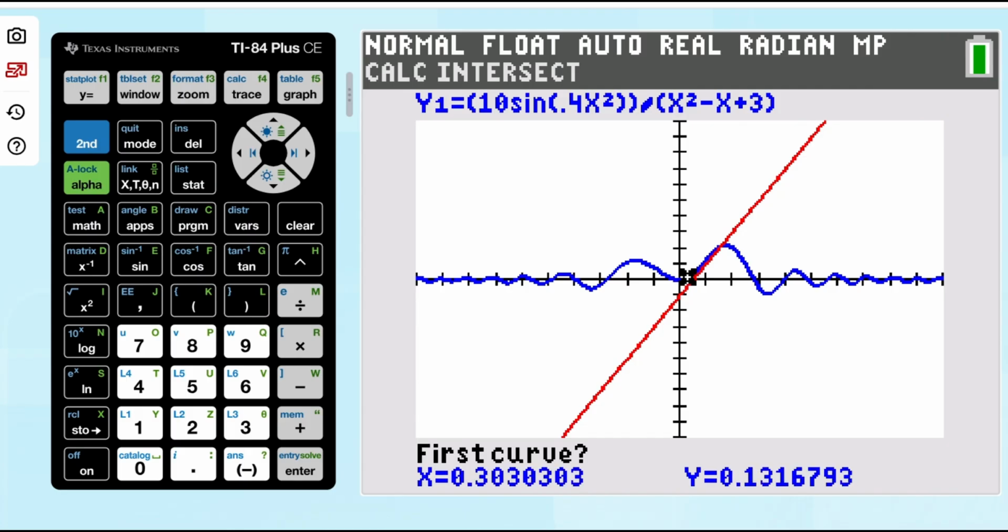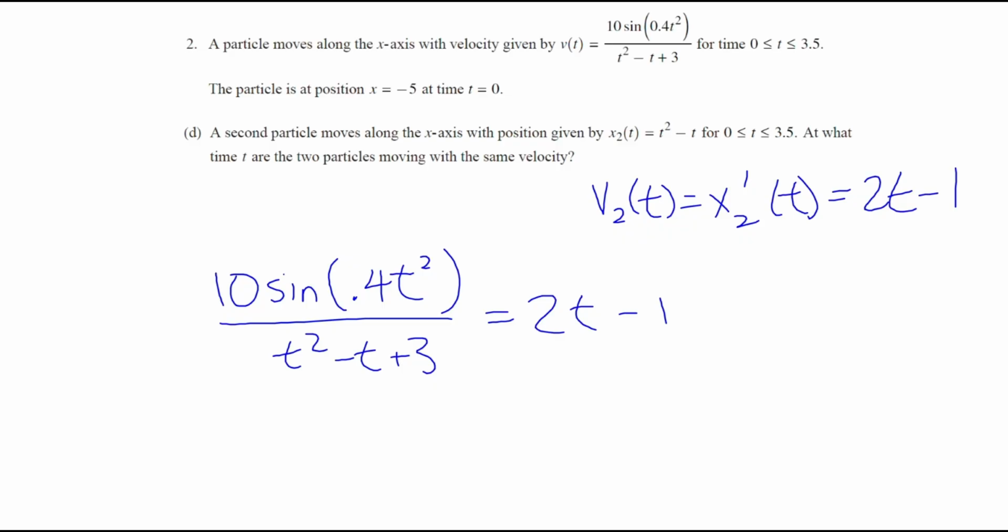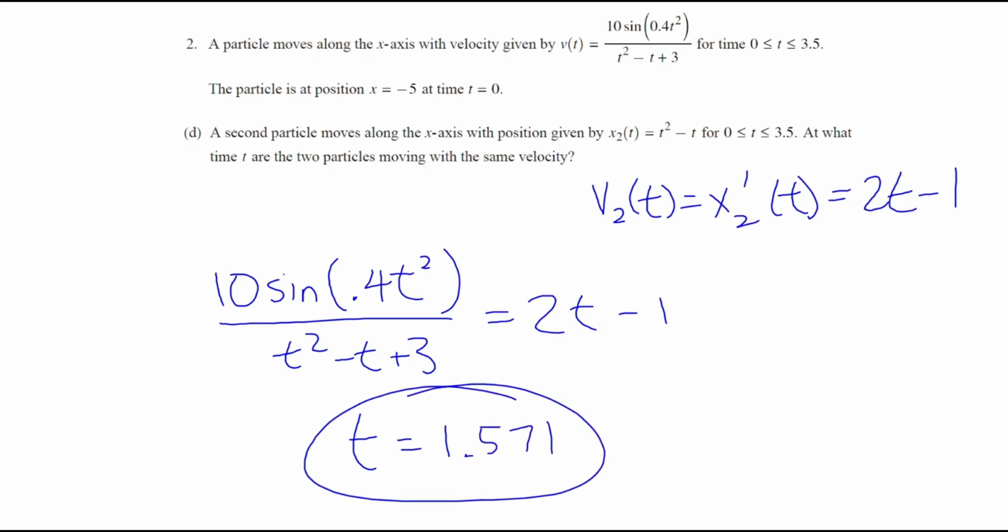You just kind of want to be on the first curve somewhere near where they intersect, maybe to the left of it. Then on the other curve, just scroll over to the right of where they intersect. Then hit enter there, and then hit enter a third time, and it will tell you that it looks like it's at 1.57054 down there on the left. So 1.571.